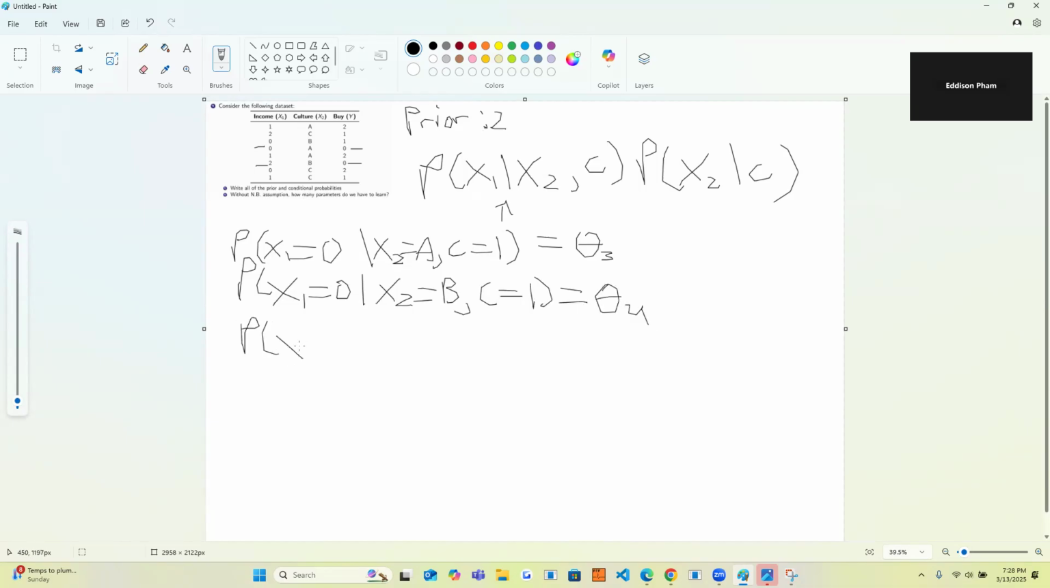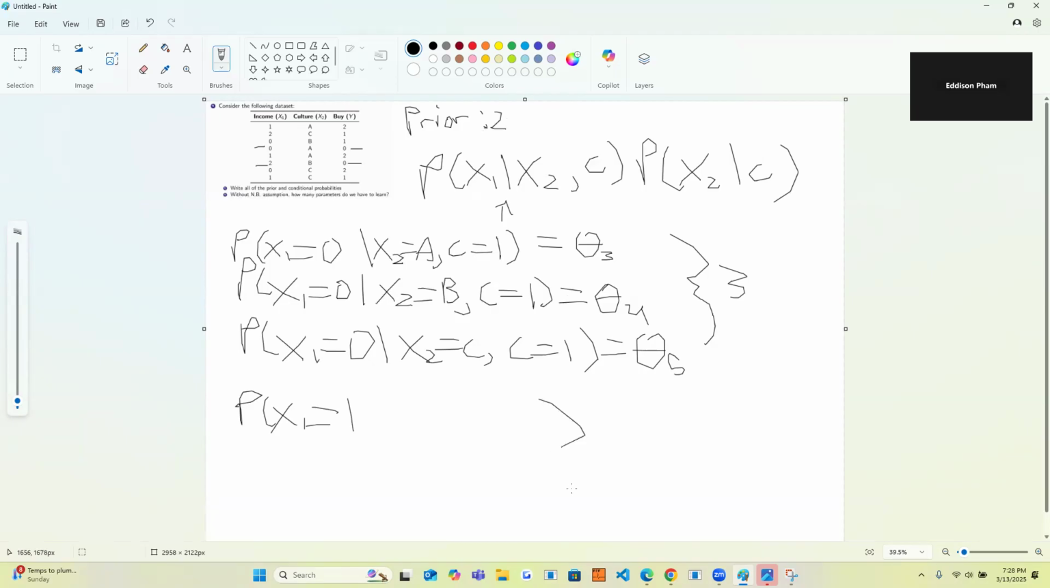And finally, x2 equals c, C equals 1. Do we make this a parameter or do we do the 1 minus thing again? Can anyone tell me? Exactly, because this term right here stays fixed. All right. And now we do the same thing for x1. So we counted 3 here, 3 here. So we do the same thing for x1 equals 1, and then we'll count 3 parameters here as well.